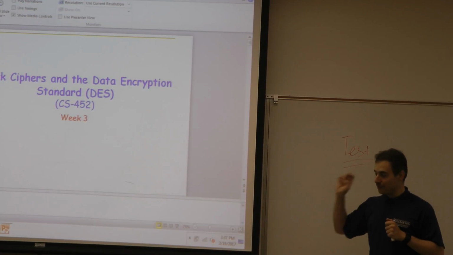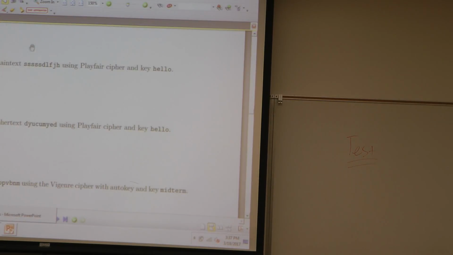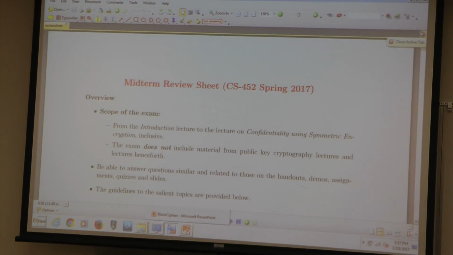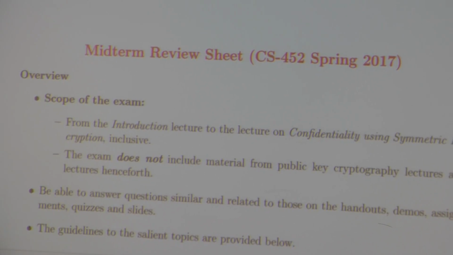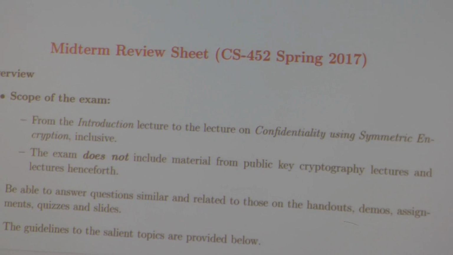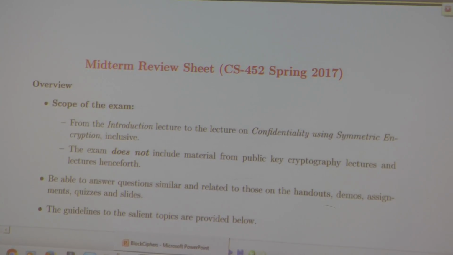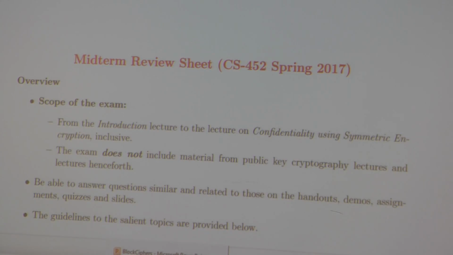Before we begin, I'd like to quickly go to the review sheet and go over what the exam is on. The exam will cover everything from the beginning until the random number lecture, which is the same lecture as confidentiality using symmetric encryption. So it'll be everything from that to this, inclusive, okay? The best way to prepare for this is, of course, going through slides, handouts, and watching this review session.